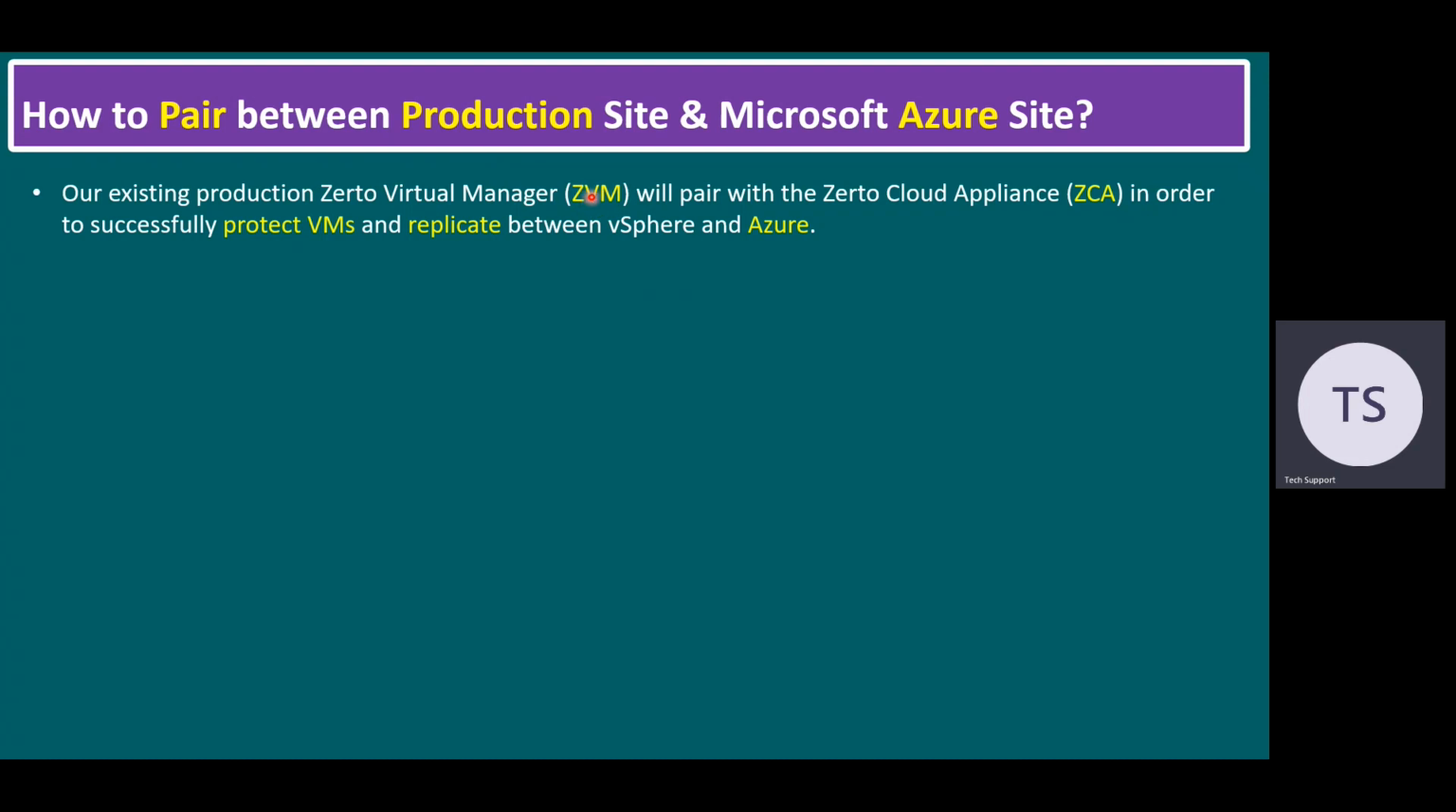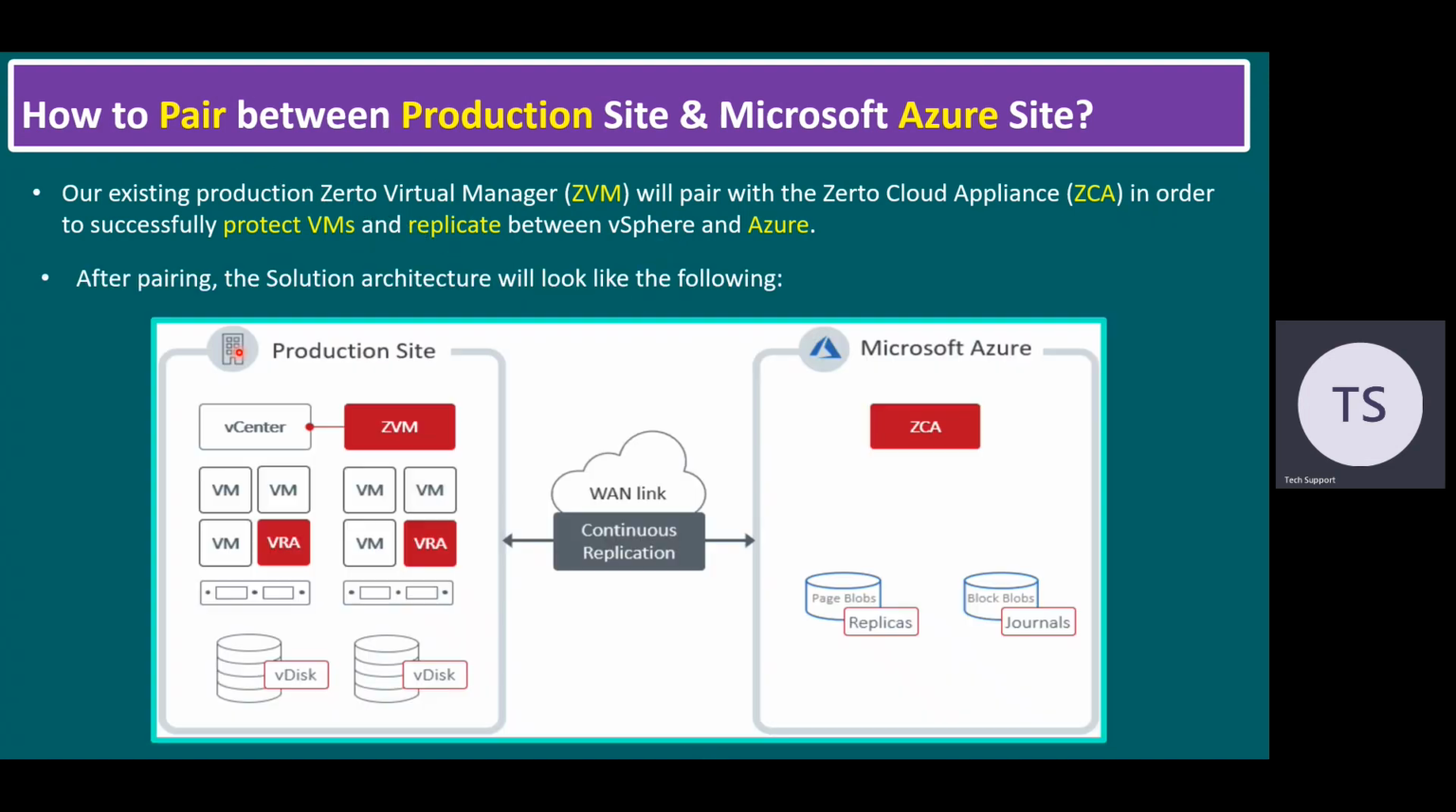This virtual manager will pair with the JATO cloud appliance in order to successfully protect VMs and replicate between vSphere and Azure. Here I'm taking the example of vSphere, the same scenario applicable for Microsoft Hyper-V. Once we learn how to do the pairing between vSphere to Azure, the same procedure applies for other environments. And now the key point here is after pairing the solution architecture will look like the following.